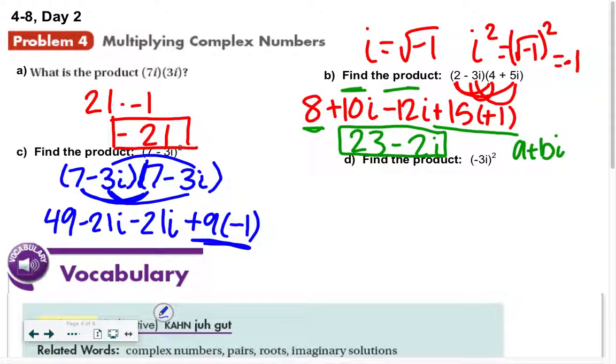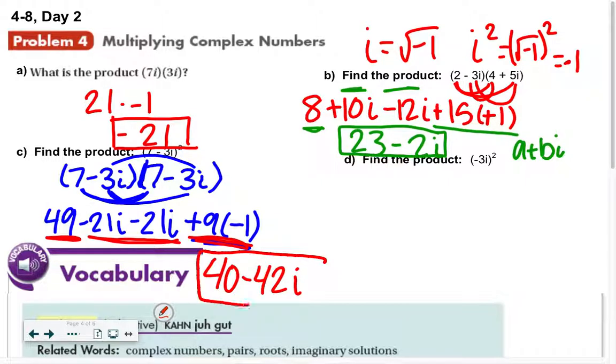So I'll use a different color. -9, right? And 49 simplifies to what? 40. And then how much i do I have if I have -21 and -21? -42i. Good. Final answer.